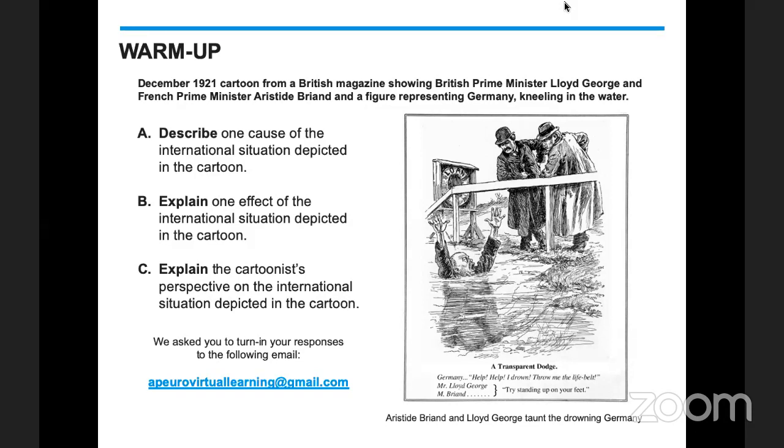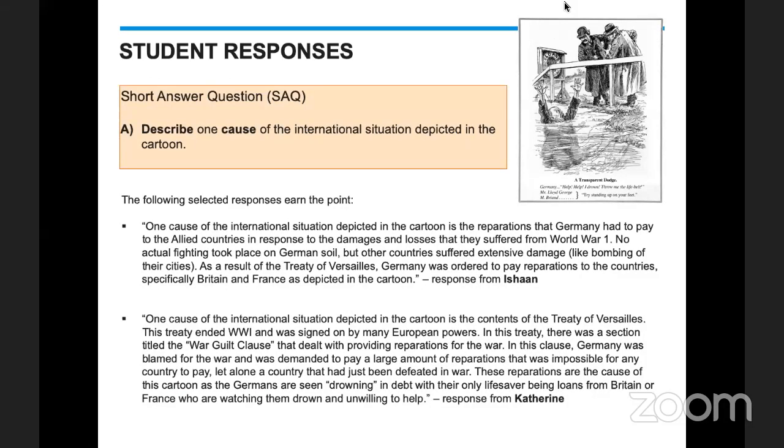And we gave you this email address to turn in your responses, and we received well over 100 responses from students. That was really cool to see your thinking. And so we selected a few of those, and I'm going to go through those now. For the A task, again, it's to describe one cause of the international situation. So describe a cause. This was a response from Ishan. One cause of the international situation depicted in the cartoon is, I'm going to stop there because, again, what we want you to do is use the stem of the prompt to begin your response to the prompt.